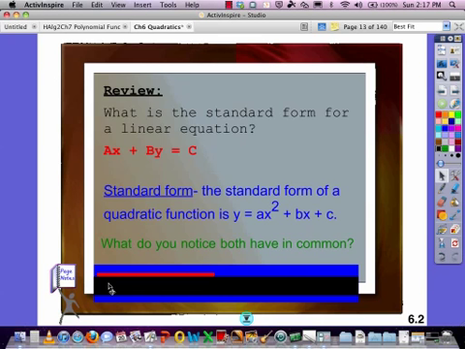A couple things you could say. Some of you might say, well, they both have the variables x and y. They do. They both use the letters A, B, and C, even though they do not mean the same thing in both. One of them is solved for y, the other one is not. But they said, what do they have in common? So looking at them, those are just some commonalities and differences as well.